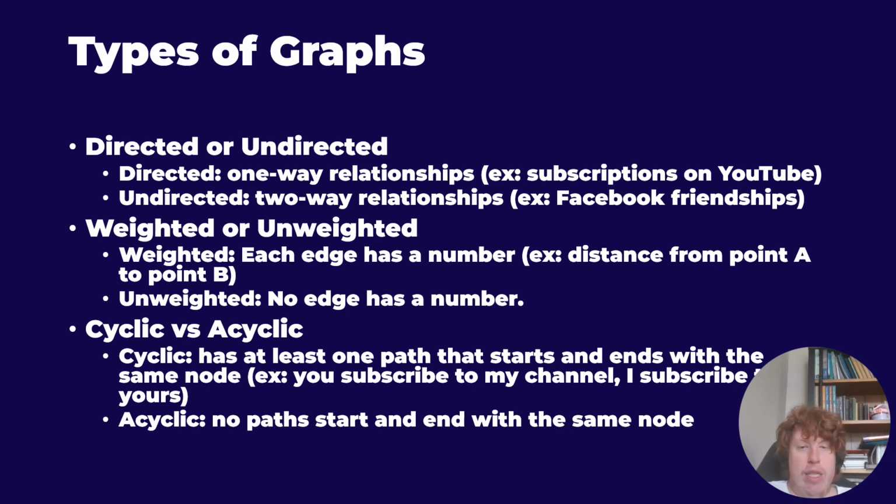Some graphs have weights, where edges have numbers associated with them, like distances. Others are unweighted. Some are cyclic, like when you subscribe to my channel and I subscribe to yours. They have at least one path that starts and ends with the same node. Others are acyclic. They have no paths that start and end with the same node.